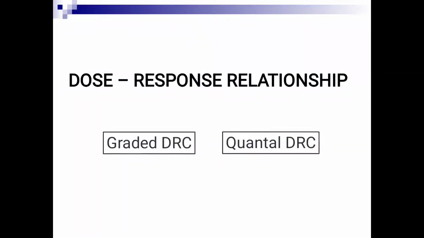In graded DRC there is a response of an individual to a drug. On the x-axis there will be doses, on the y-axis the response, but it will be of an individual. In quantal DRC there will be the response of a population. Quantal DRC means the effect of dose on a population. It is called quantal DRC. It is the all or none law.